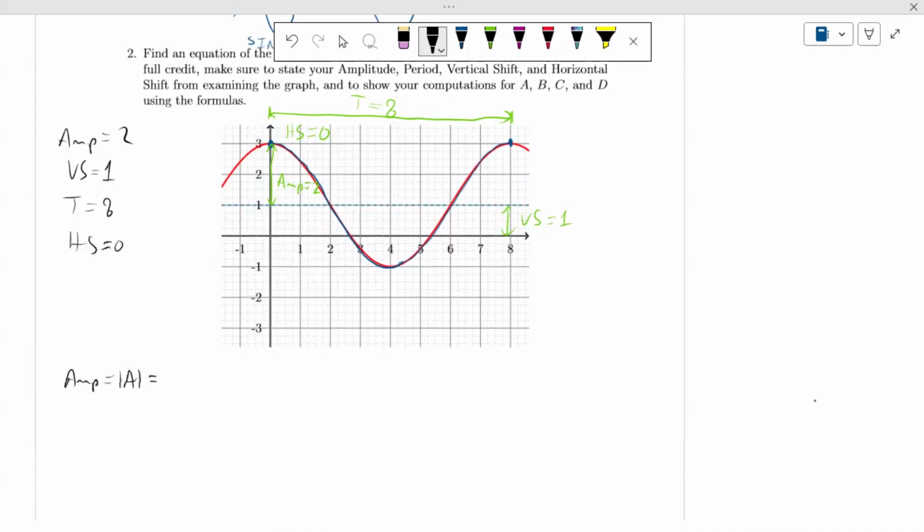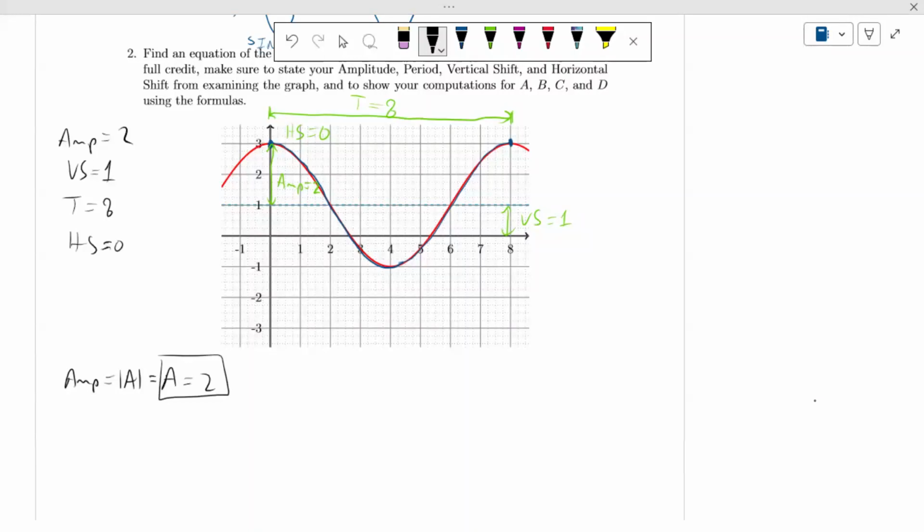Now, when we did this in problem 1, it was an upside down sine wave, so our absolute value of A was negative A. But now our cosine wave is right side up. This is the way that a cosine wave is supposed to look, starting from its maximum and ending at its maximum. So then our absolute value of A is just going to be A in this case, because it's not upside down. And so that's just going to be equal to 2. Any questions on that?